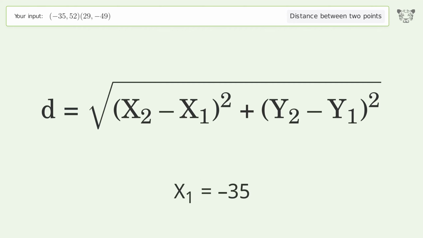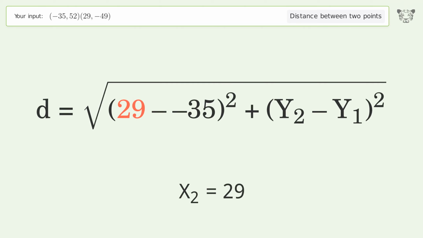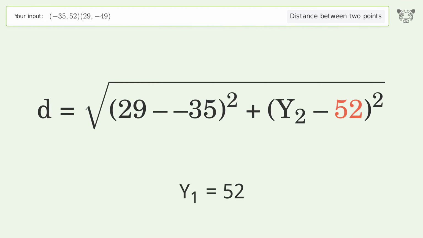x1 equals -35. x2 equals 29. y1 equals 52. y2 equals -49.